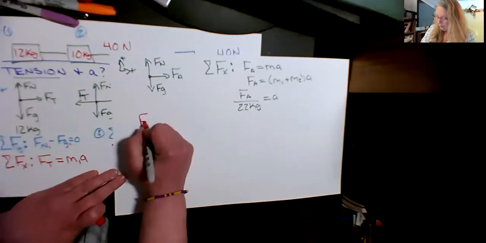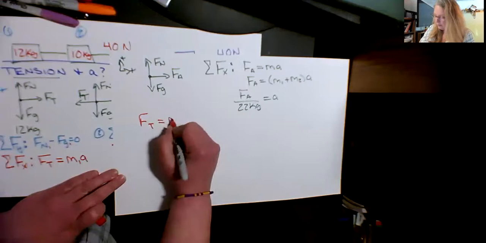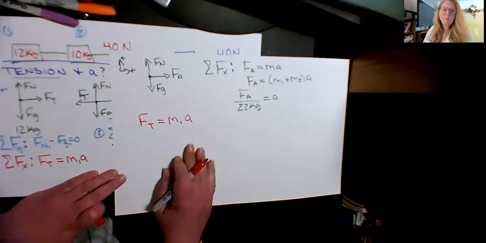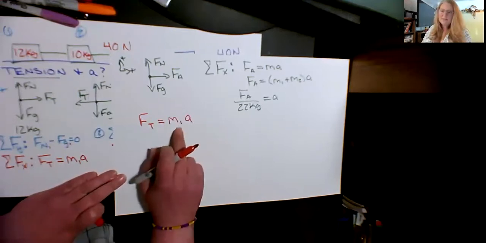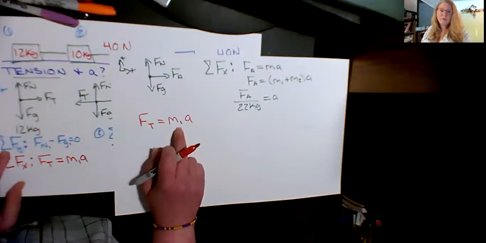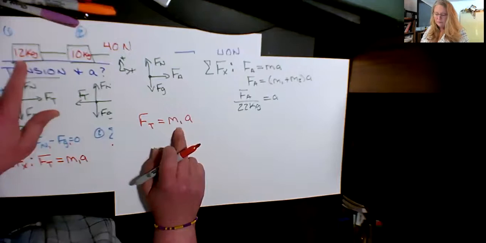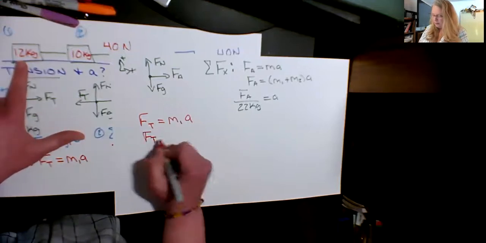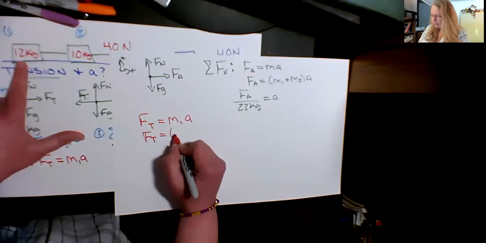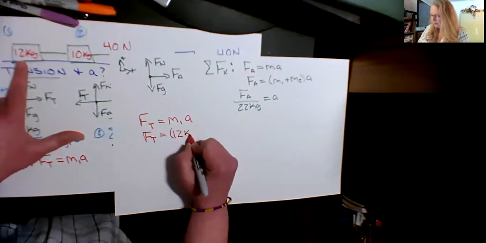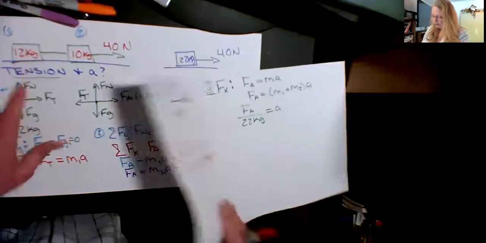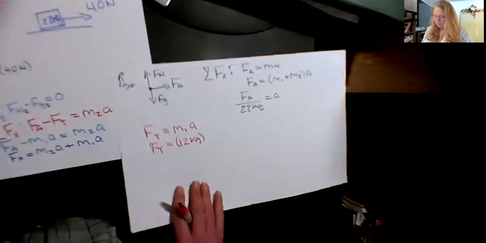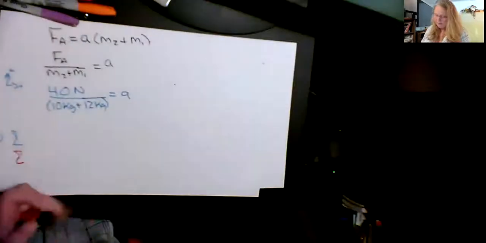So I have now my force of tension equals mass 1 times acceleration. And here's when it's important. I said pay attention to those subscripts so you don't lose what you're working on. I know mass 1 is that 12 kilograms. So force of tension is going to equal mass 1, that 12 kilograms, times this acceleration, which I haven't mathematically punched out yet, have I? Let's go ahead and do that.